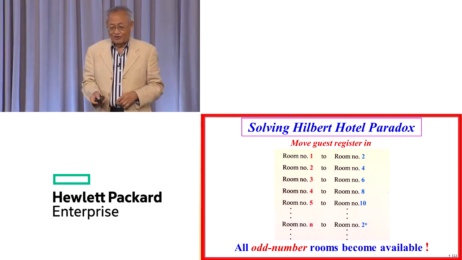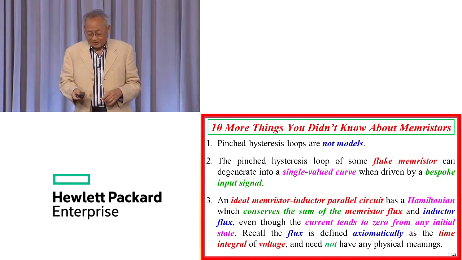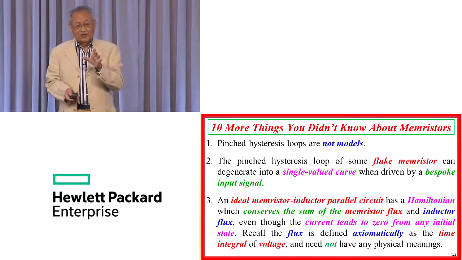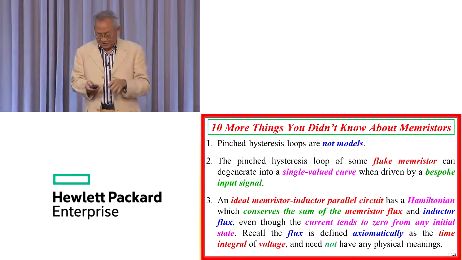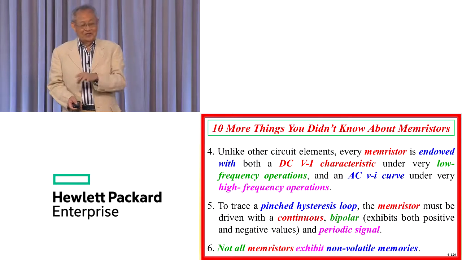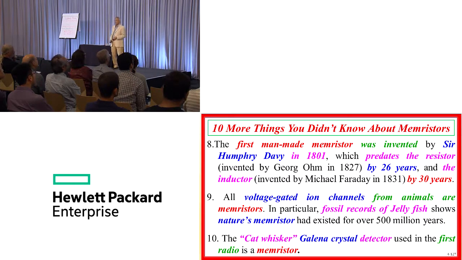But let me go on first because I'm going to finish my talk, and there are 10 more things that you didn't know, and I promise 10 more. So I will quickly flash this so you can capture this and read at home. The first 3 things are there, and then the next 3 things are there. They're all things that I'm sure you didn't know. And the last 3 things, so there are 10 things in addition to the last 10 things. So I'm telling you the truth. And in fact, there are more. But the last one you have already seen last week, the cat whiskers from the first detector or radio detector. It's a memristor, for example.